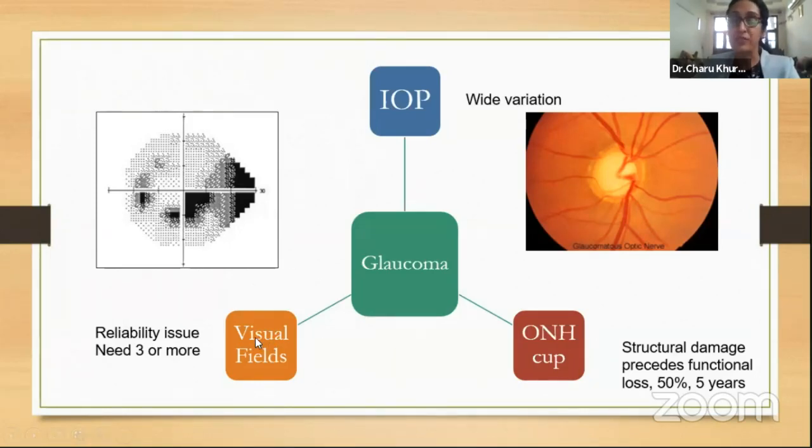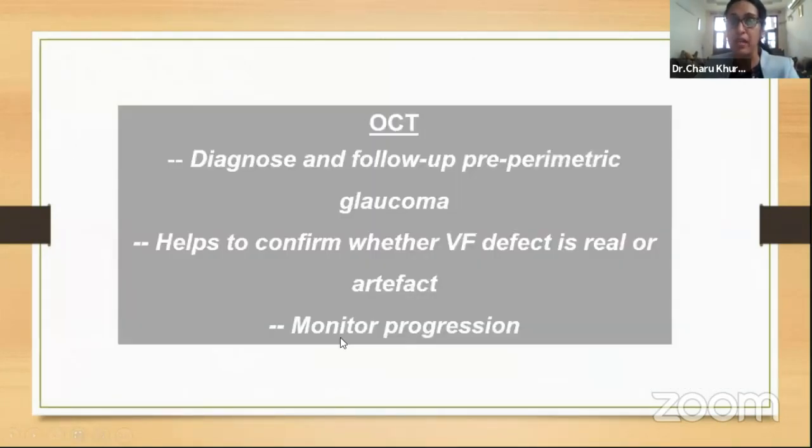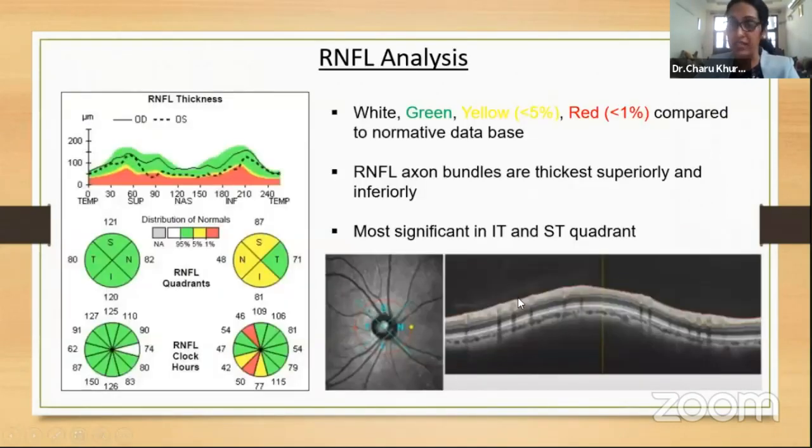Visual fields can often not be always reliable or reproducible, and there are also fluctuations and errors in how the patients perform them. So we have OCT, which helps us to diagnose and follow up pre-perimetric glaucoma, helps to confirm whether the visual field defect is real or an artifact, and helps to monitor progression.